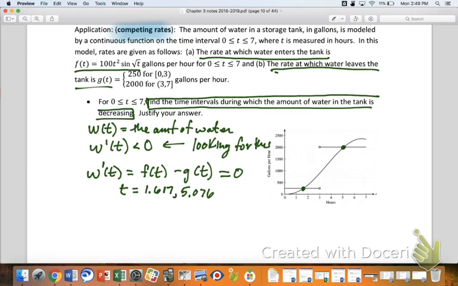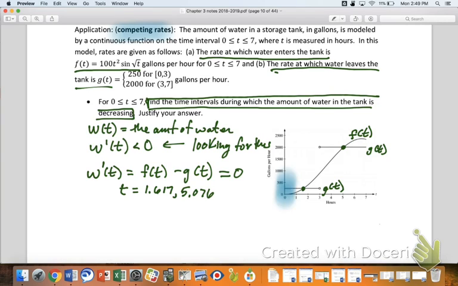So guys, we can finish this one up pretty quickly. I'm going to consider those points right there. And I know that f of t is my curvy graph, and g of t is my piecewise linear. So here we go. Would you guys agree that from 0 to that 1.6 number, g of t is bigger than f of t?